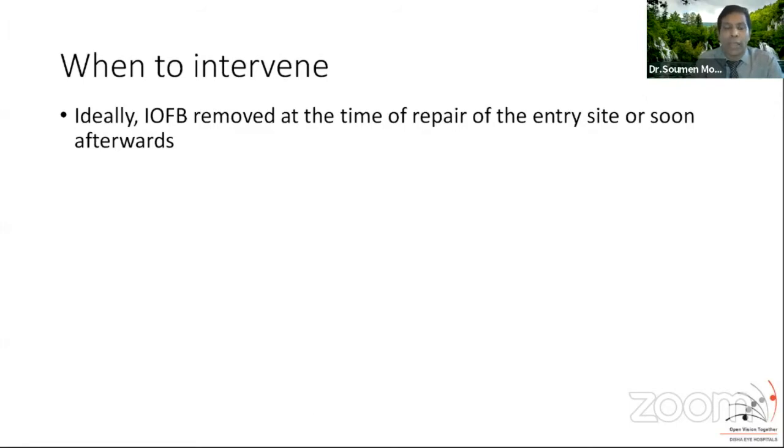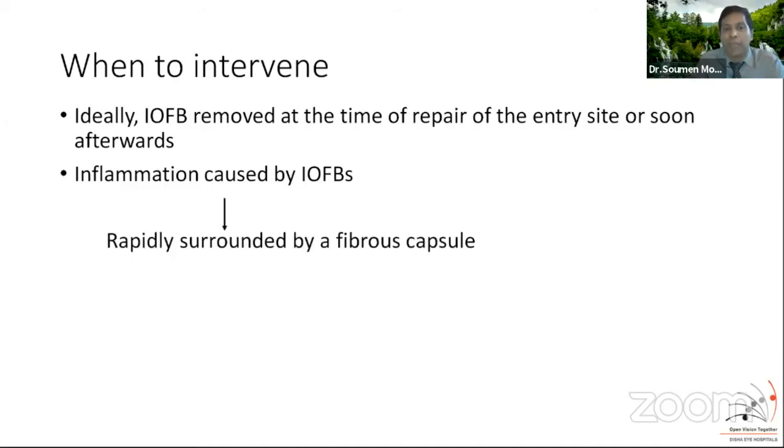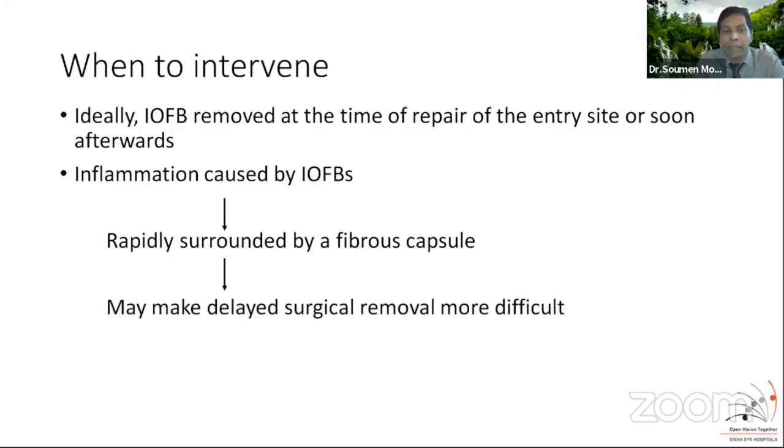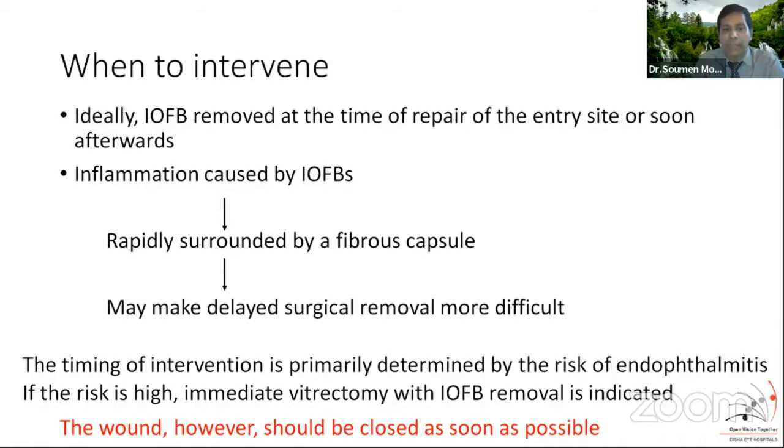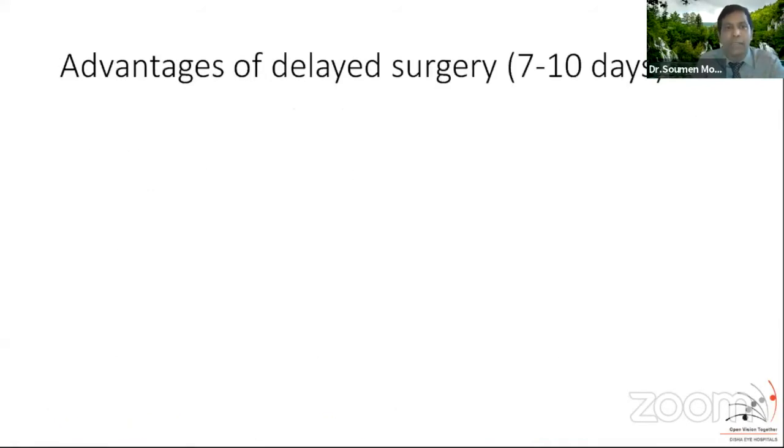Ideally, an IOFB should be intervened at the time of repair of the entry site, because inflammation caused by the IOFB may lead to rapid surrounding of a fibrous capsule all around the foreign body, which may make delayed surgical removal more difficult. The timing of intervention is primarily determined by the risk of endophthalmitis. If the risk of endophthalmitis is high, an immediate vitrectomy with foreign body removal is indicated. The wound should be closed as early as possible.